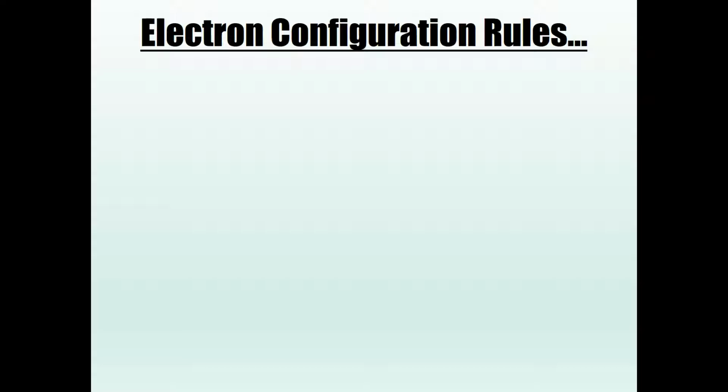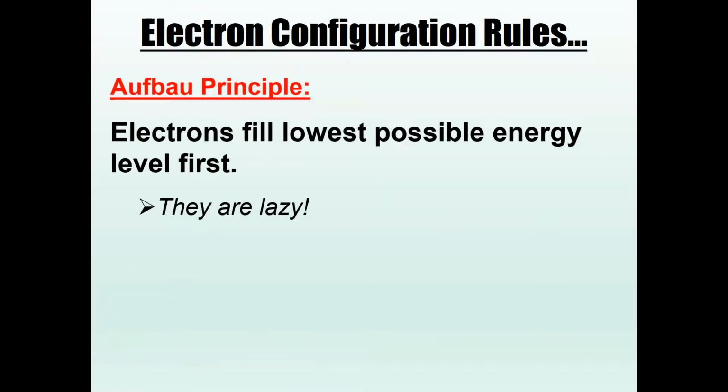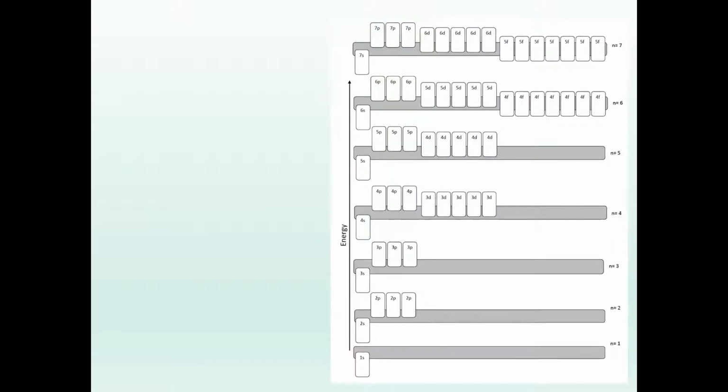So just a reminder of our electron configuration rules. We have the Aufbau principle, which says we're going to fill from the lowest possible energy level first. The silly way to remember this is that they are lazy. So if this is our orbital diagram, you can see here energy is increasing going up. So this is the lowest orbital. I'm going to start by putting electrons into the 1s orbital.